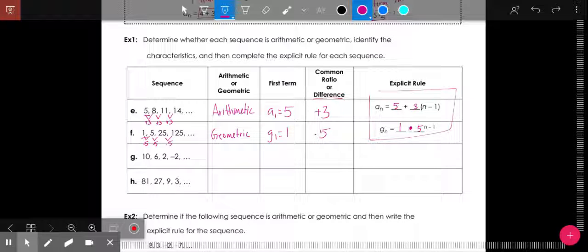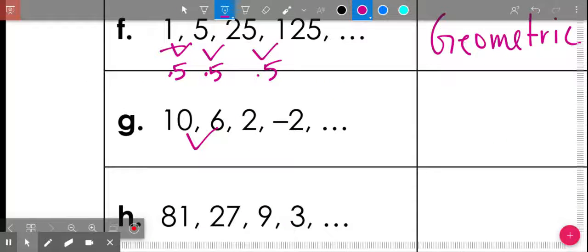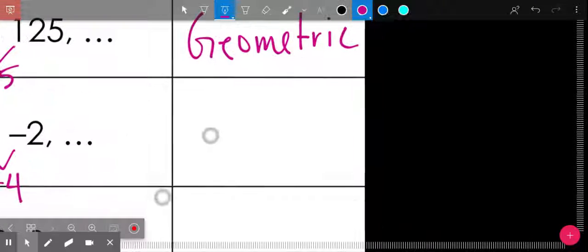So looking at this, we have 10, 6, 2, and negative 2. So from 10 to 6, we're subtracting 4. 6 to 2, we're subtracting 4. And 2 to negative 2, we're subtracting 4. We're subtracting by something each time, so that means this is going to be arithmetic.